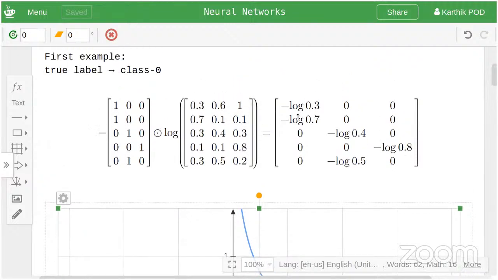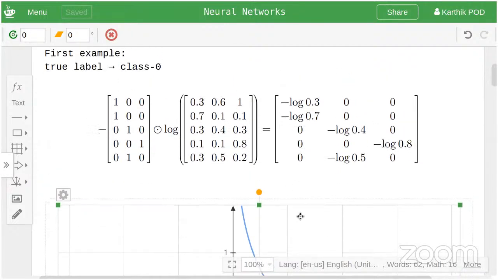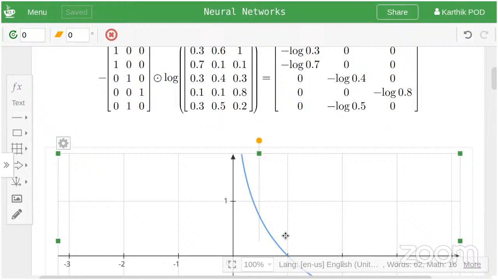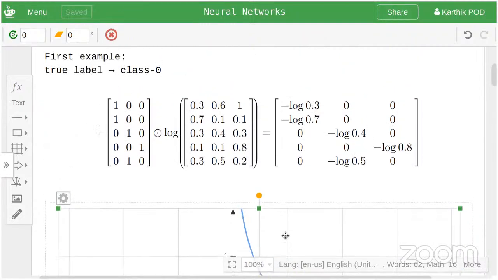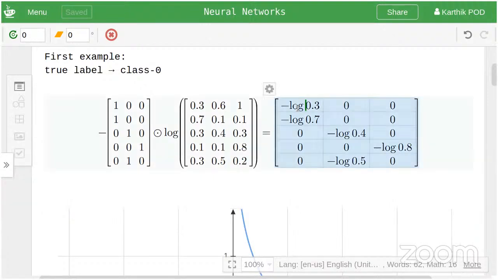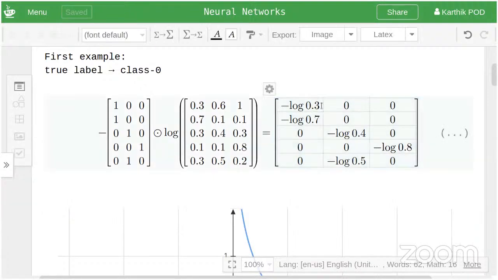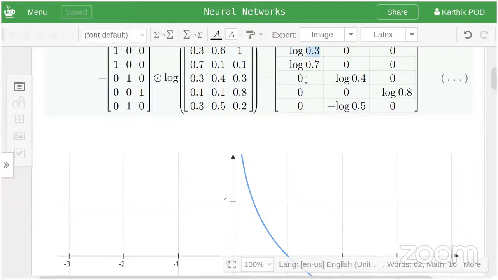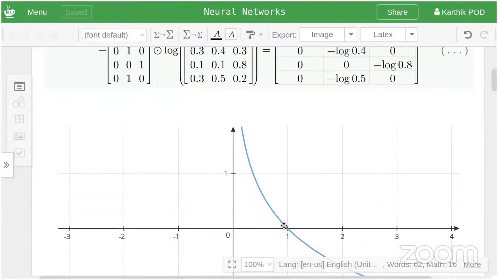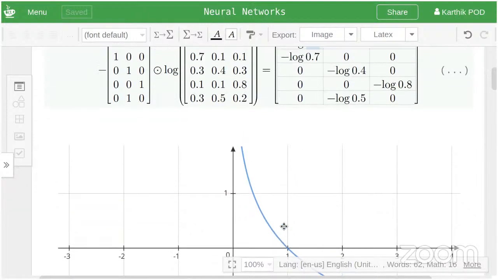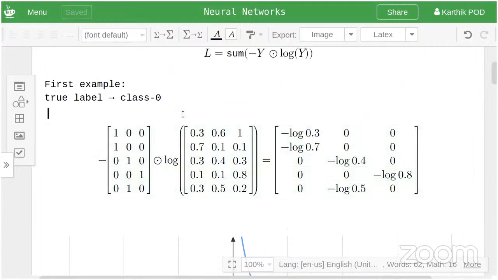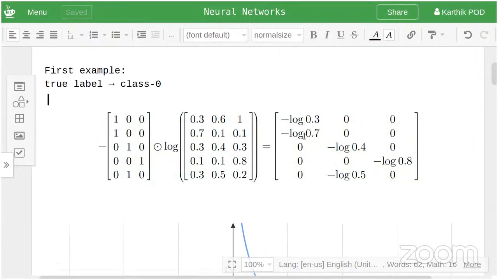Here x is what? X is the probability that I am predicting this as class 1. So this 0.3 value is the probability. So the closer my probability is to 1, the lower the loss. Clear? Okay, so the closer I am to 1, the lower the loss.